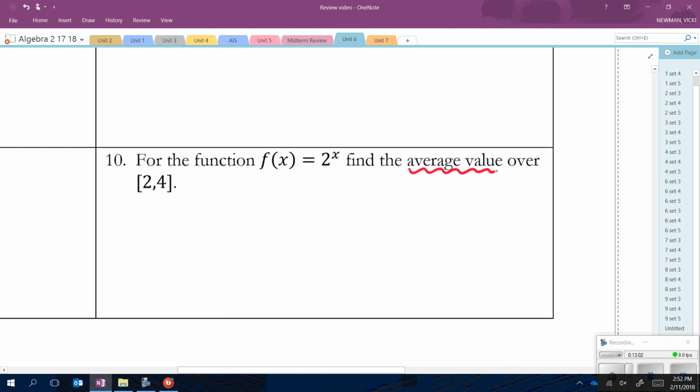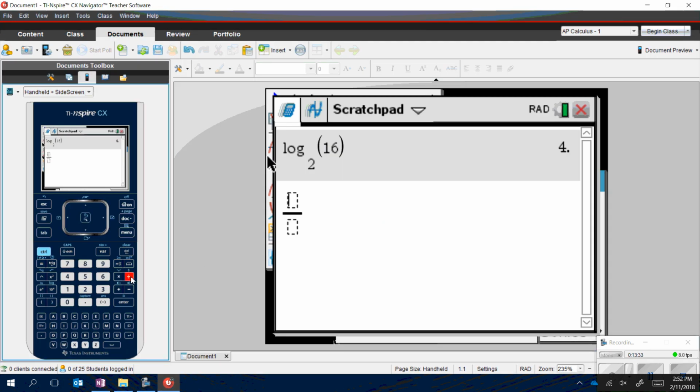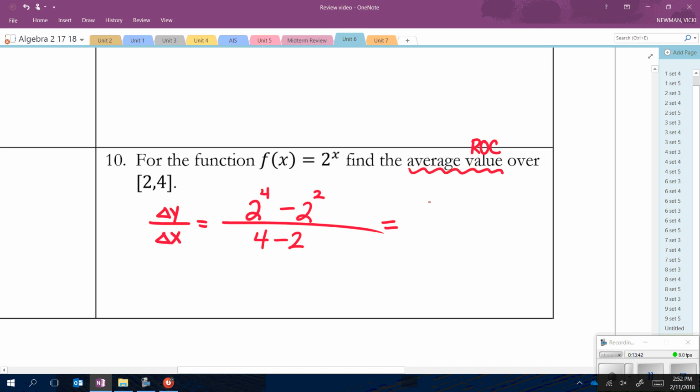Average value. Average rate of change. Average value. Oh, why did I write average value? Why didn't I do average rate of change? Sorry, I meant average rate of change. ROC. Okay, so change in y over change in x. x's are 4 and 2. So 2 to the 4th minus 2 squared. You could use your calculator. 2 to the 4th minus 2 squared over 4 minus 2 is 6. Nailed it.